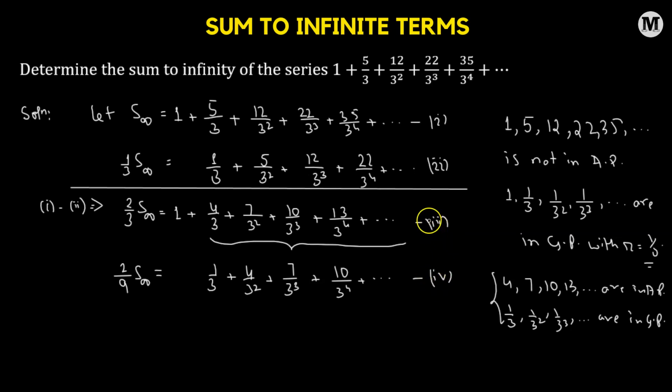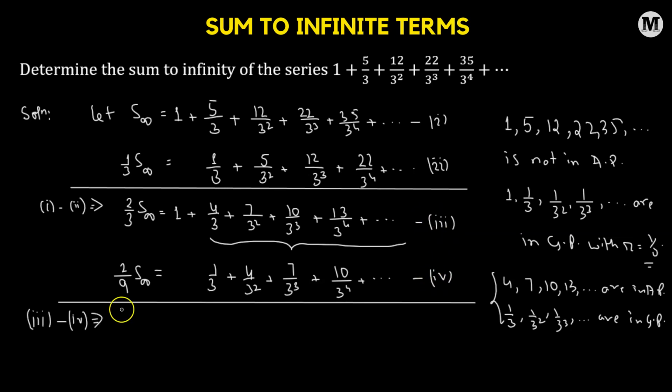So we'll do 3 minus 4. We get 4 over 9 times the sum of the infinite terms. This will be equal to 1 added to 4 over 3 minus 1 over 3, that's 3 over 3. Added to 7 over 3 squared minus 4 over 3 squared, so that's 3 over 3 squared. Added to 3 over 3 cubed, added to 3 over 3 raised to the power of 4, and we have the rest of the terms.